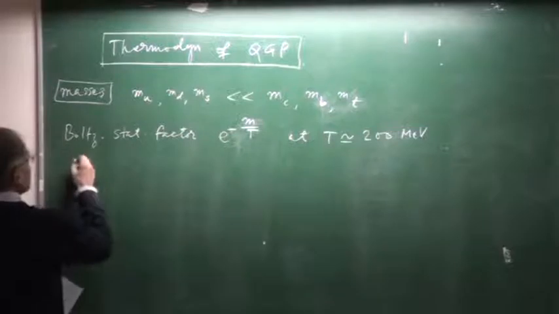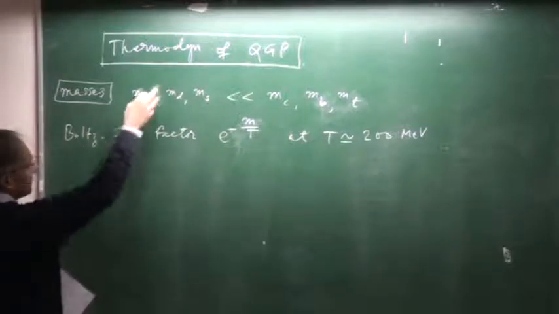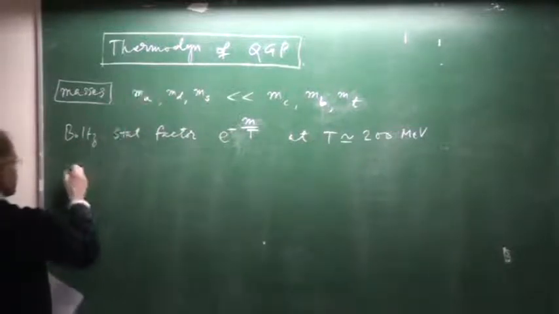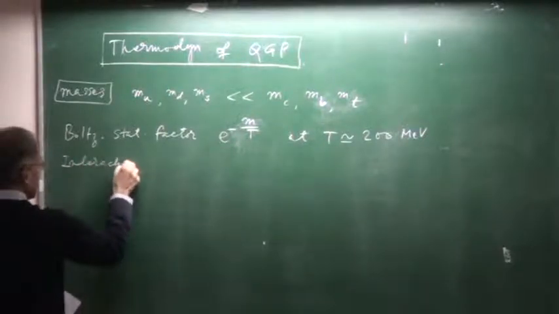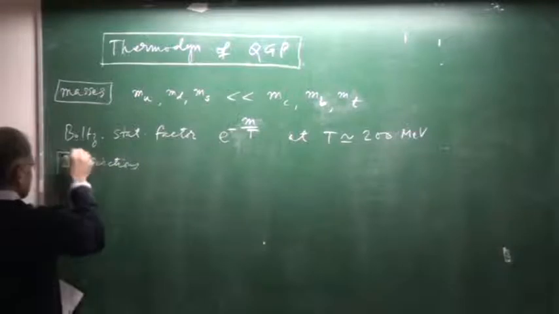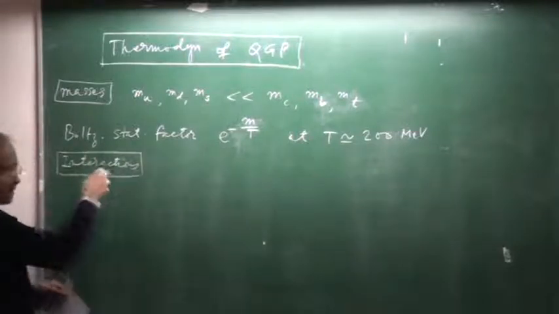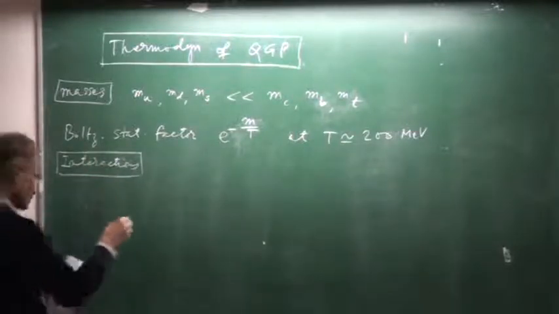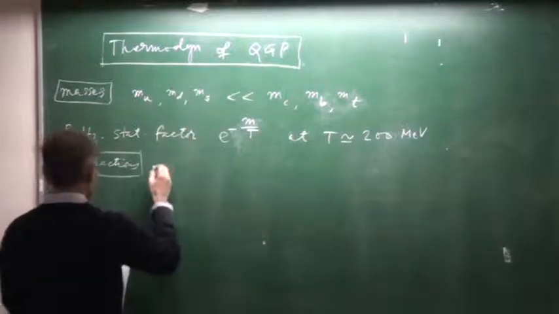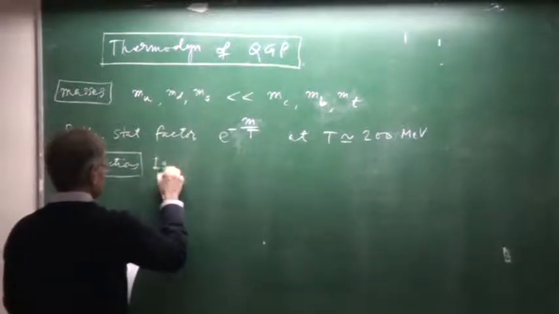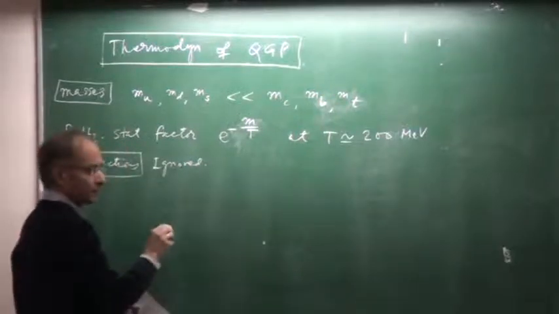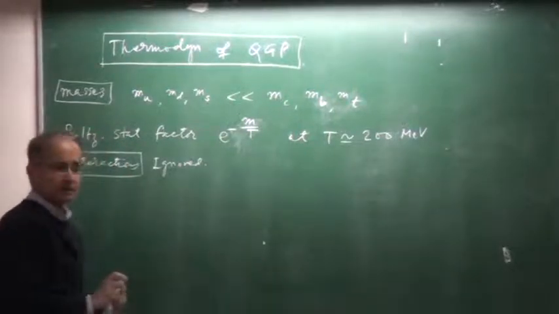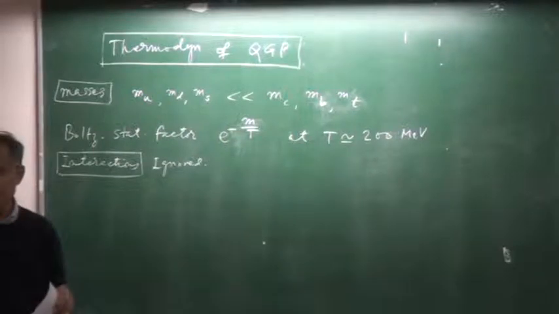We'll be using this fact while studying thermodynamics of QGP. We'll ignore interactions. Interaction among quarks and gluons will be ignored for this purpose. However, we'll assume equilibrium, just like in an ideal gas. There are no interactions, but the system is assumed to be in equilibrium.